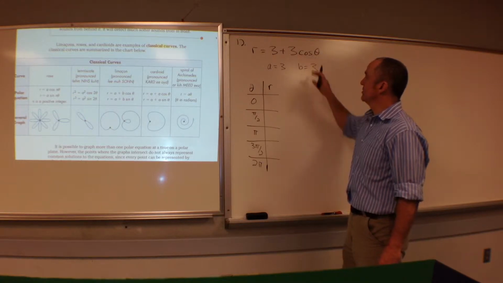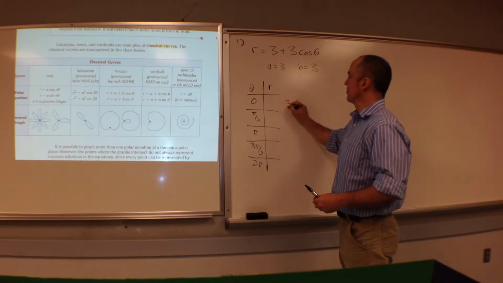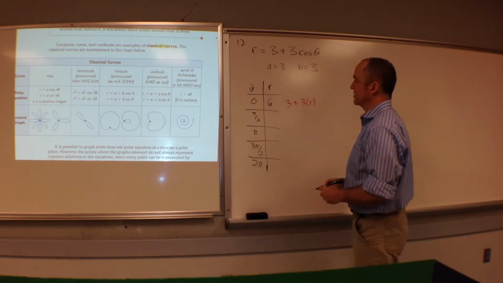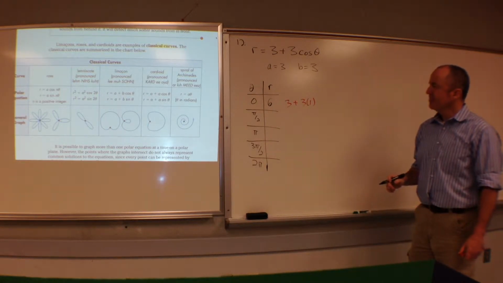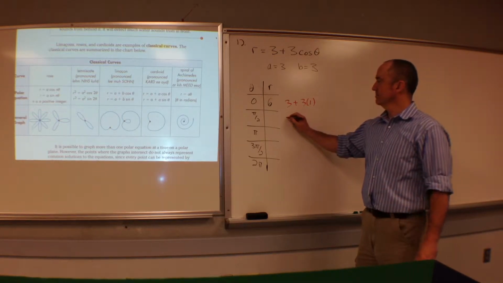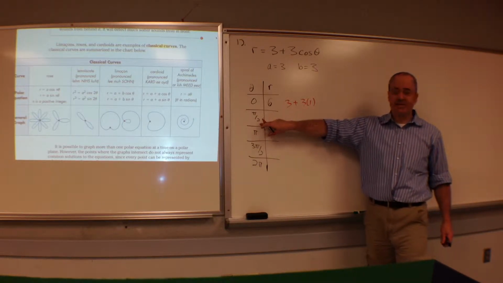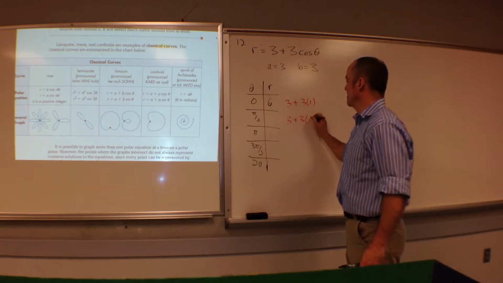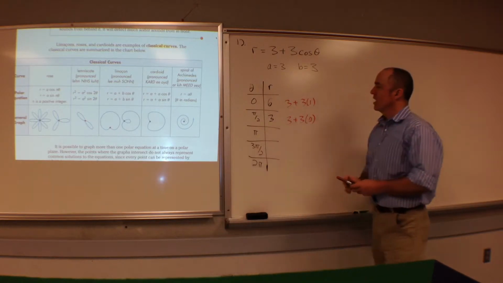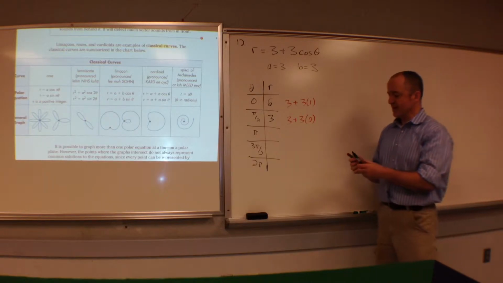And what is the cosine of 0 radians? 1. Good. So this is going to be 3 plus 3 times 1. So at 0, we have a 6. Okay? Pi over 2. What's the cosine of pi over 2? Cosine of 90 degrees? 0. 3 plus 3 times 0, so that's just going to be 3. At pi, what have we got going on? What's cosine of pi? Cosine of pi is -1.